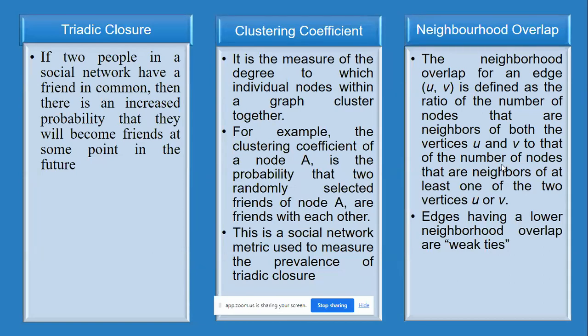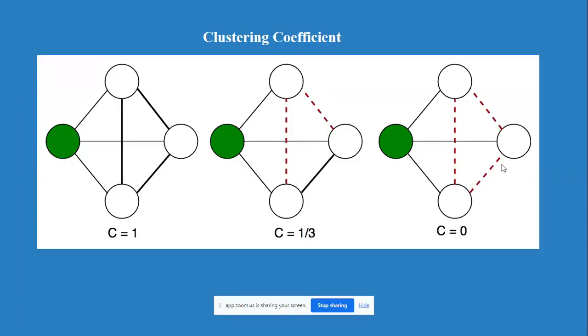Clustering coefficient is a measure of the degree to which individual nodes within a graph cluster together. That is the probability that two selected friends of a node A are friends with each other. Let's see this with an example. In figure 1, the green node has three mutual friends, which are in white round circles. The darkened edge represents a strong tie, and the dashed edge represents a weak tie.